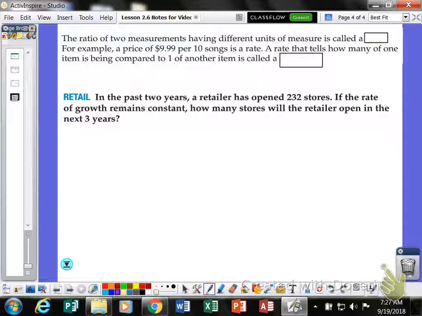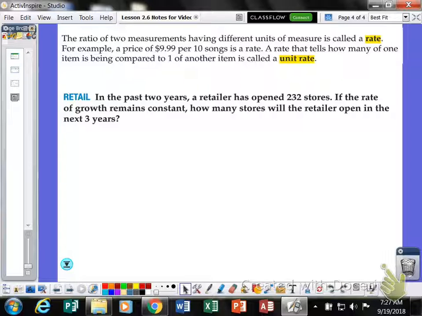The ratio of two measurements having different units of measure is called a rate. For example, a price of $9.99 per 10 songs. So we're talking about money, we're talking about songs. That's a rate. So it's $9.99 for 10 songs. A rate that tells how many of one item is being compared to another is called a unit rate.